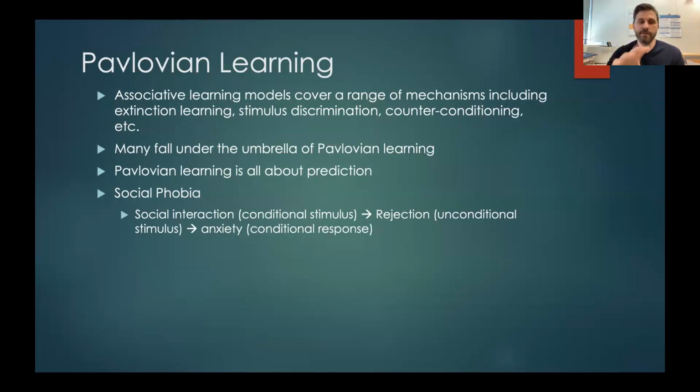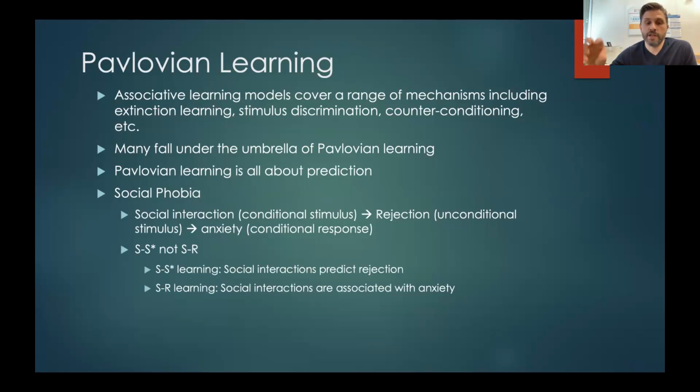But to get back to the main point, this is what Pavlovian learning is, and the main learning process that underlies some of the formation of these threat-related memories and the emotional response to them. So we think of this as a stimulus-stimulus association, an S-S star interaction, not a stimulus-response association. And that's important for what we're going to be talking about and how to do exposure therapy. So in S-S star learning, it's that social interactions predict rejection. That's the main association that's in place.